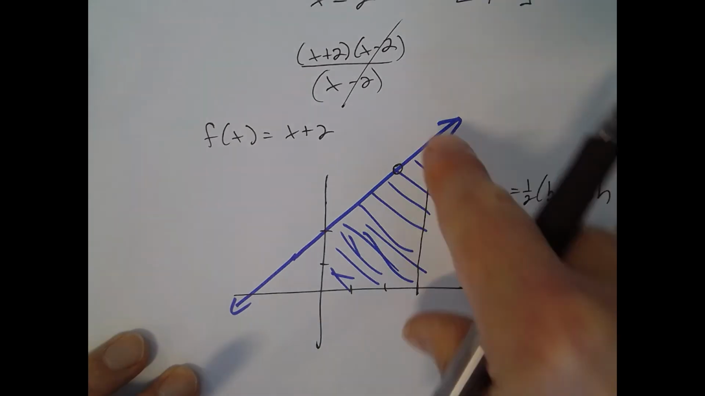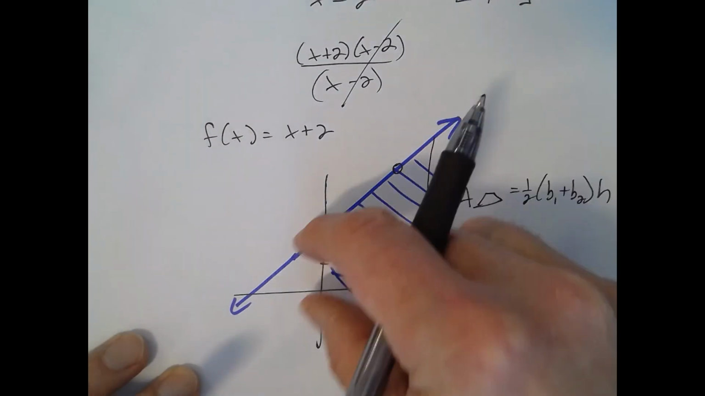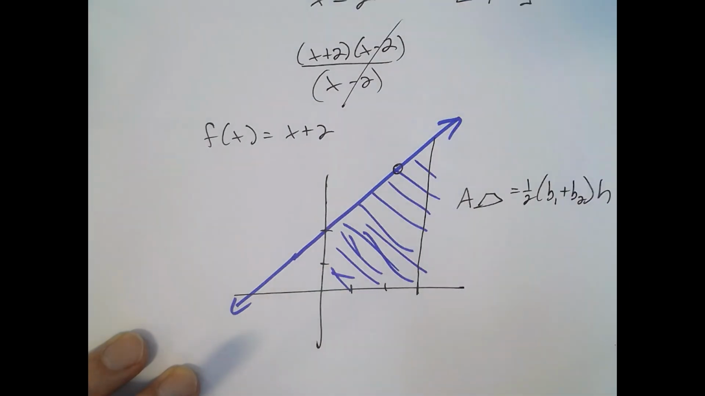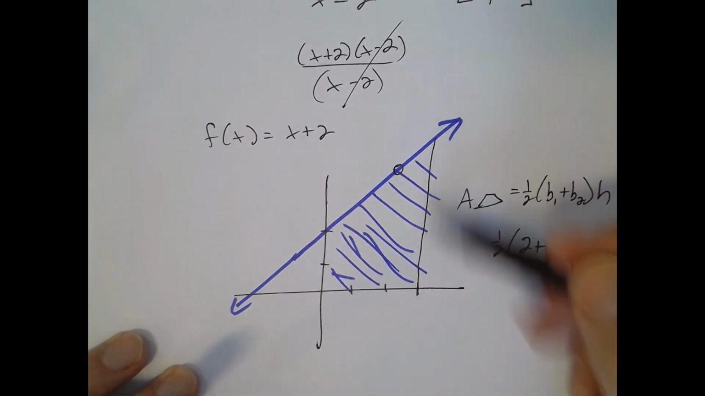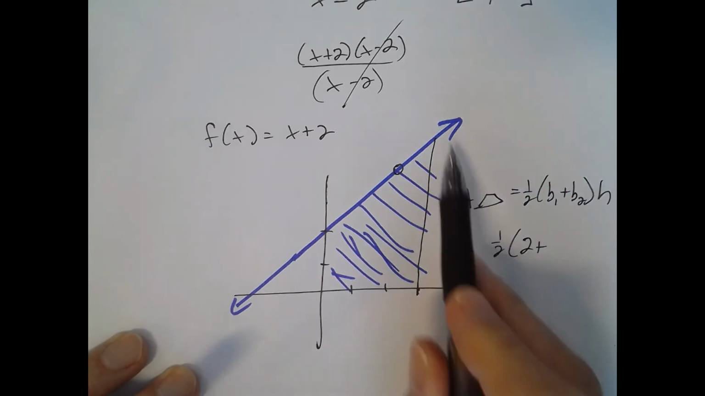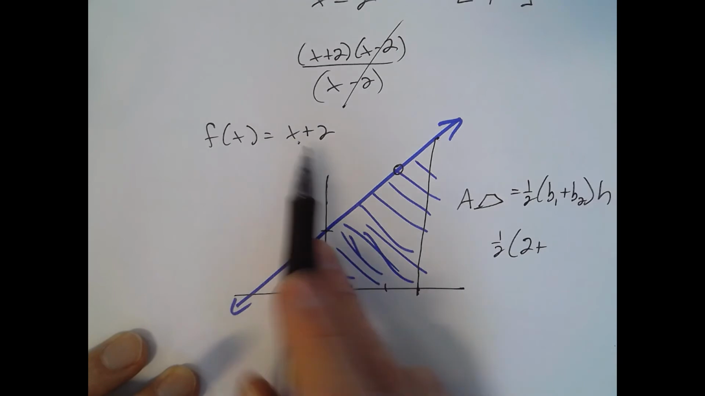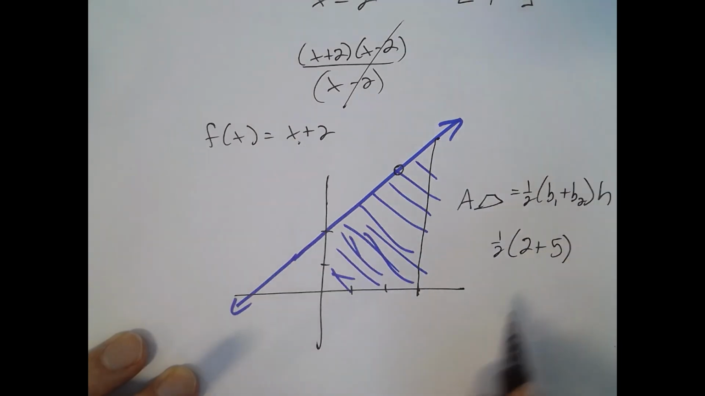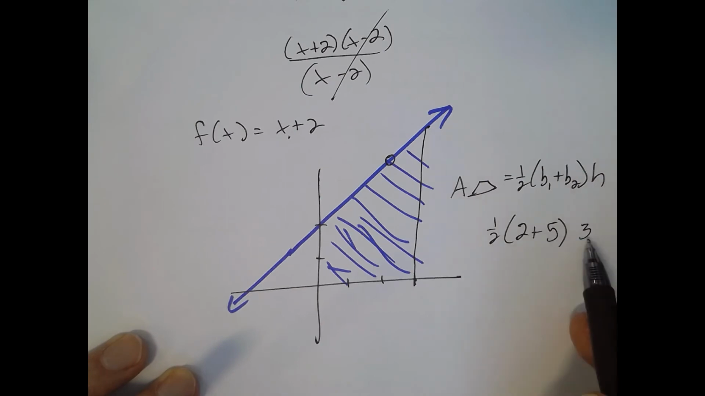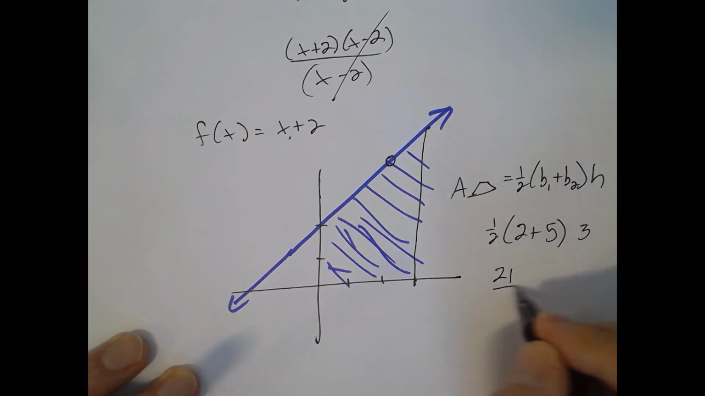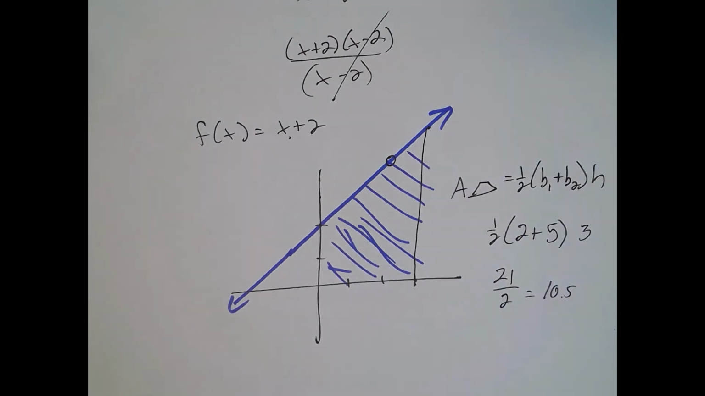So it has this base and this base. Bases are always parallel with each other, and the height is the distance between the two bases. So 1/2 base 1 is 2, base 2, well, when I plug 3 into the equation, I get 5, so that means the height is 5, this height, and then our trapezoid height is 3. So 7 times 3 divided by 2 is 21 over 2, which is 10.5. And that's what we were trying to prove, that it has an area of 10.5.